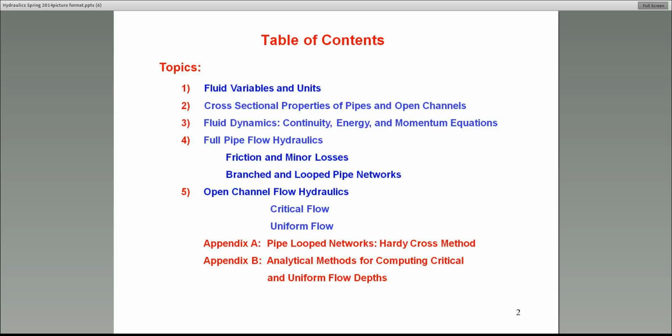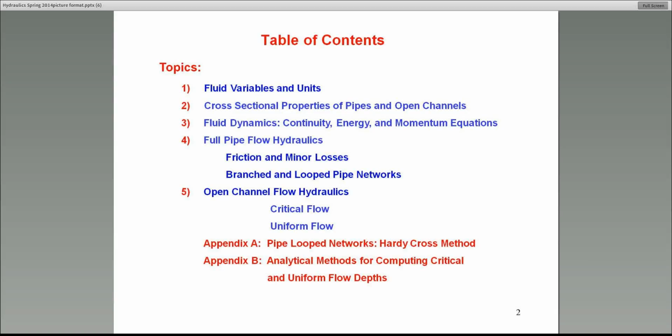Also, today's session will cover both pipe hydraulics as well as a little bit of open channels, primarily intended for the audience who are taking the morning session. And of course, I'll review some fundamental principles that are typically used in analyzing problems in hydraulics. That includes the equation of continuity, energy, and momentum equations. Then we'll spend some time on full pipe hydraulics, and then I'll wrap it up with open channel flow hydraulics, in particular two conditions called critical flow and uniform flow and how to compute those depths.